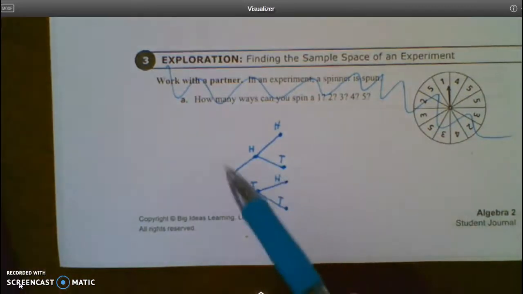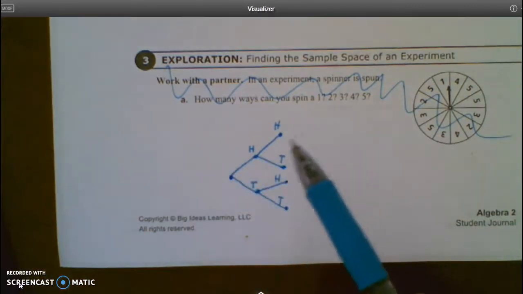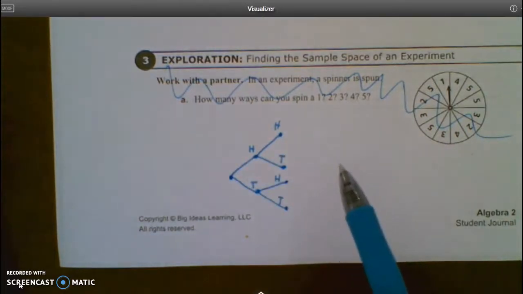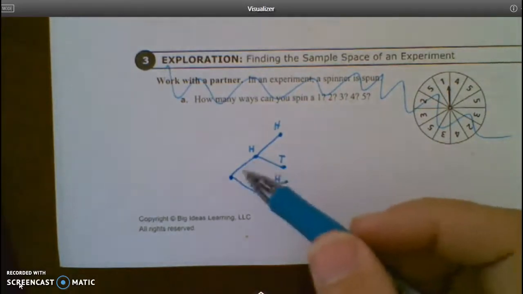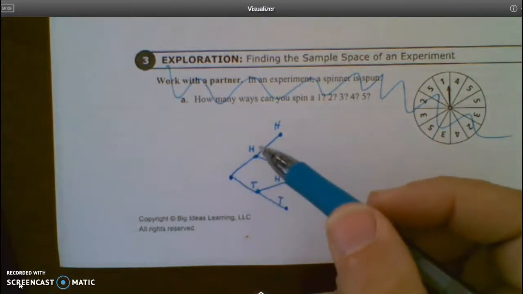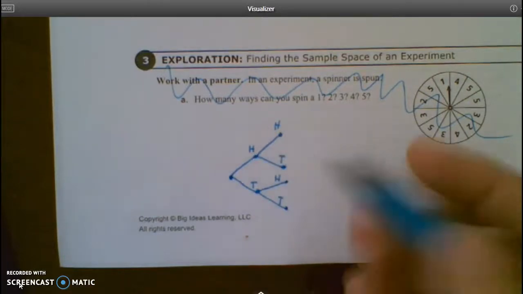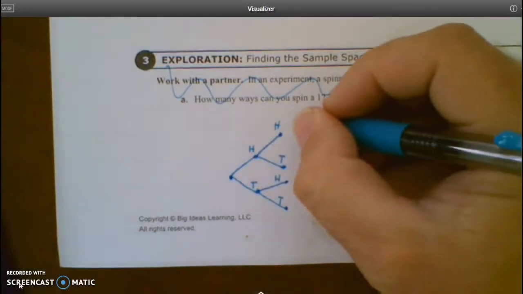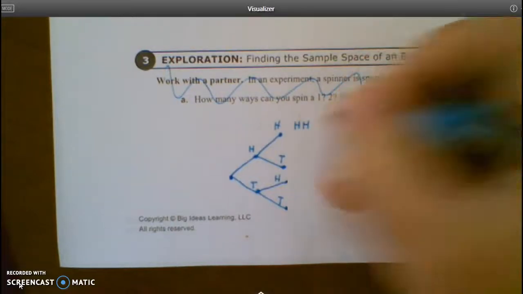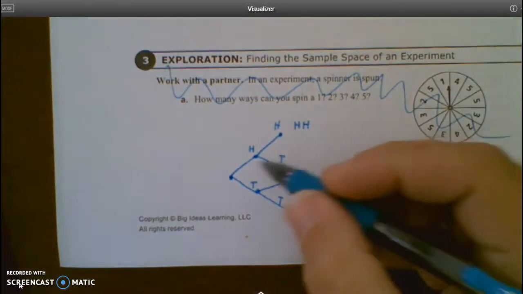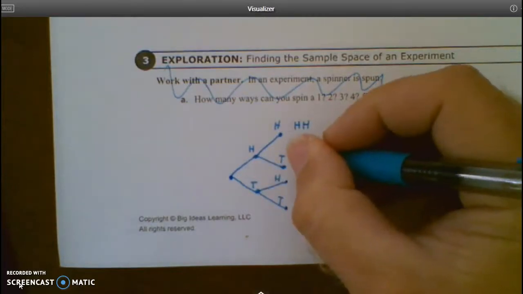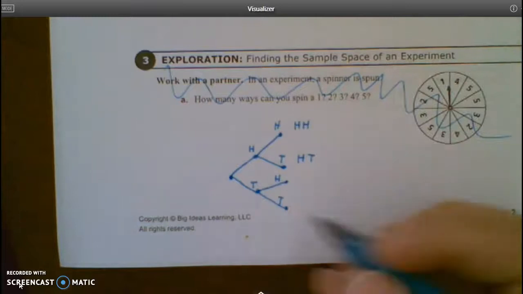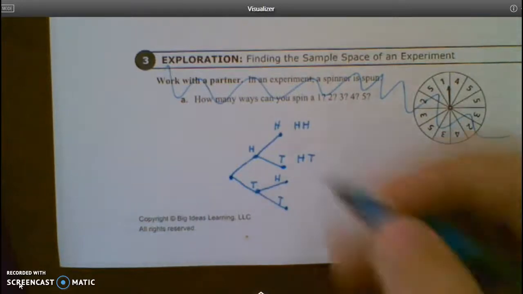If you were to trace your way through the branches, you're going to see the possible outcomes that we could have for tossing 2 coins. If I were to go across the top branch, maybe I get heads on the first coin, heads on the second coin. So here's one possible outcome. We could get heads on the first coin, tails on the second coin. That's an option. Maybe tails on the first coin, heads on the second.